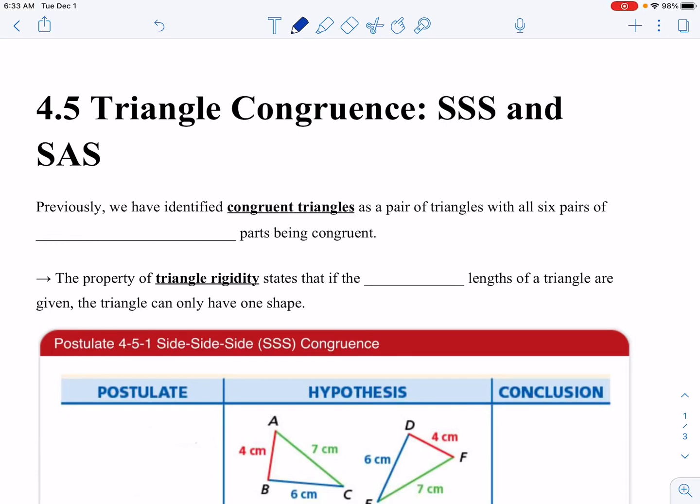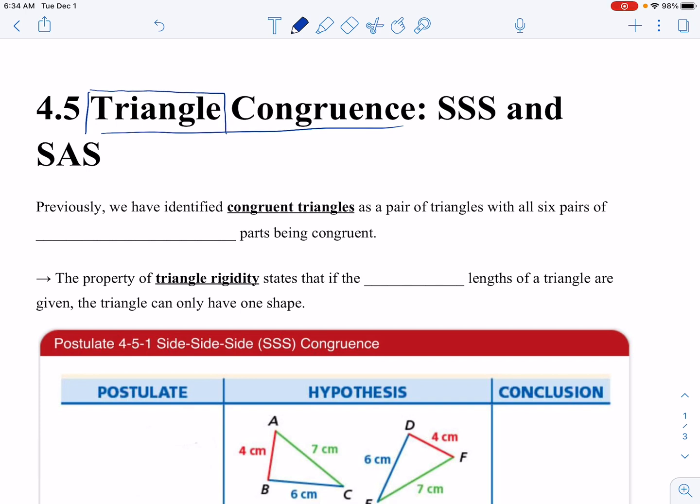All right, finishing up the second half of Unit 4, we're going to continue with the theme of triangle congruence, but now we're going to focus on just certain corresponding parts being congruent, and therefore us being able to prove the entire triangle is congruent.